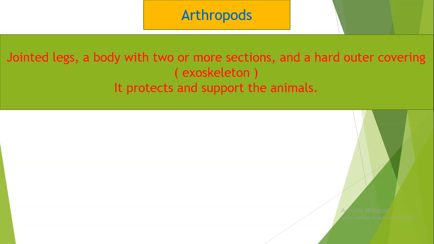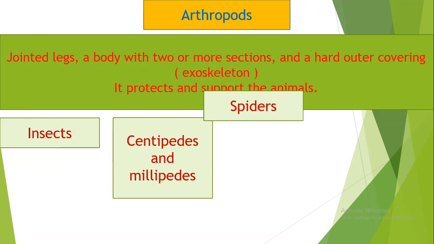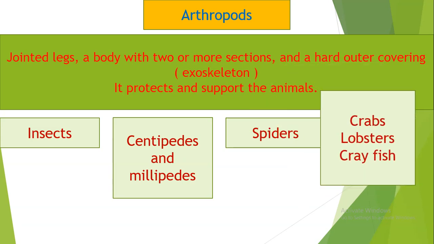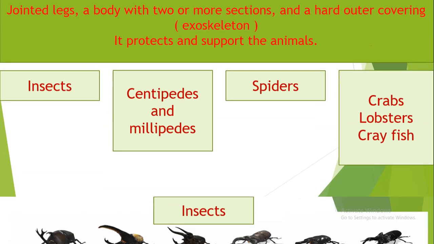Now, arthropods are divided into four groups: insects, and this is the largest group of arthropods; centipedes and millipedes; spiders; crabs, lobsters, and crayfish.